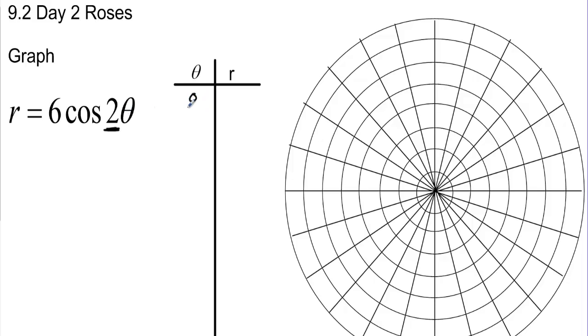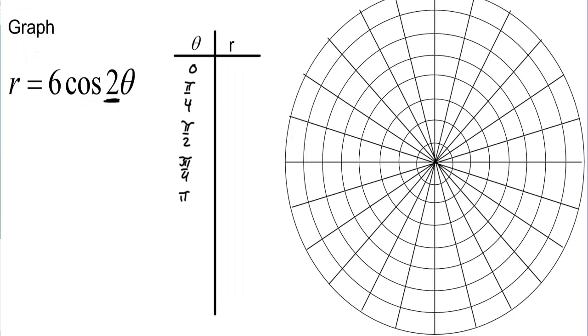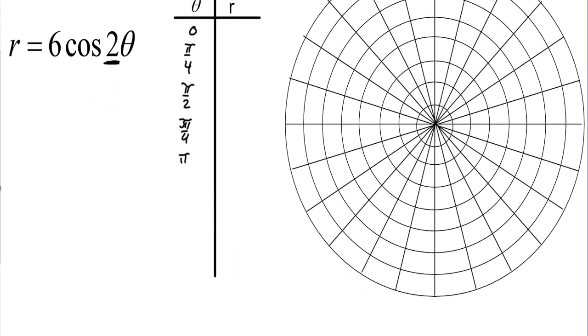We're going to plug 0 in, and then we're going to count by pi over 4. So we have pi over 4. 2 pi over 4 is pi over 2. Then we have 3 pi over 4. 4 pi over 4 is pi. And this rose, you have to go all the way to 2 pi to get this complete rose. So we have 4 fourths, 5 pi over 4. 6 pi over 4 is 3 pi over 2. Then we have 7 pi over 4, and then all the way to 2 pi.